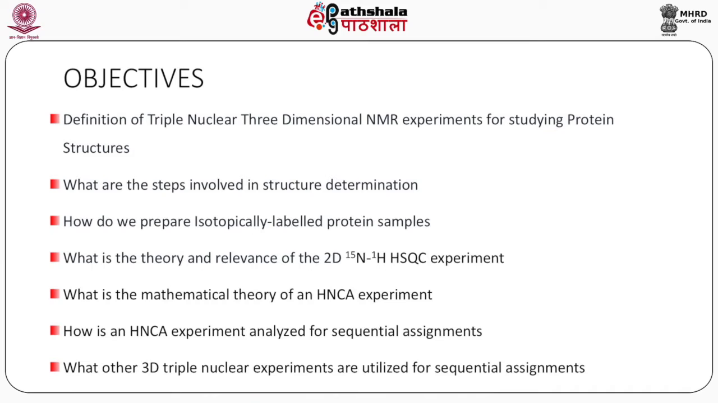samples, what is the theory and relevance of the 2D N15 proton HSQC experiment, what is the mathematical theory of an HNCA experiment, which is a three-dimensional triple nuclear experiment, how is an HNCA experiment analyzed for sequential assignments, what other 3D triple nuclear experiments are utilized for sequential assignments.